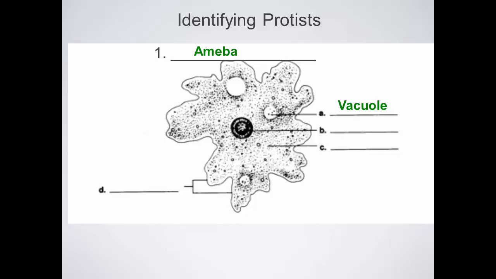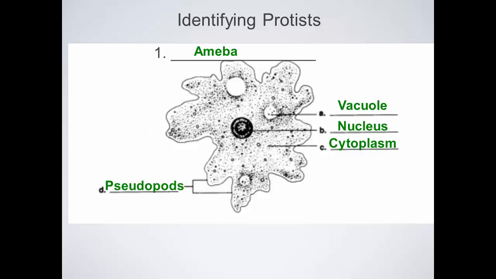Eventually it'll disappear. Now, because this is a single cell, what do you think B would be? Nucleus. Yeah, that's a nucleus. All of these protists have a nucleus. And then, what do you think C is? This is a single cell. It's the cytoplasm, right? Here, where the cytoplasm is oozing forward, false feet, what do we call them? Pseudopods. Those are the pseudopods. They can allow it to move, or they can allow it to engulf food.